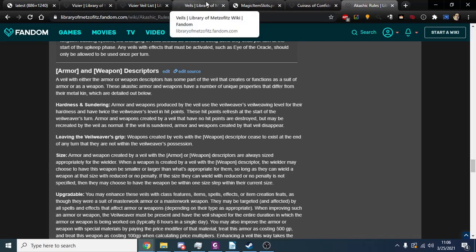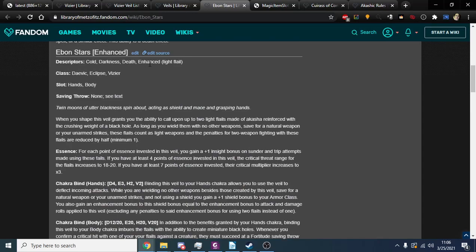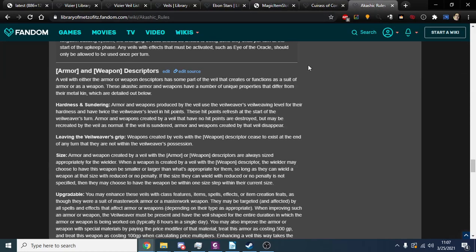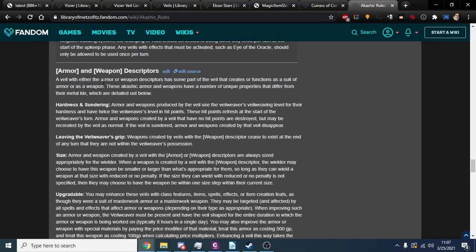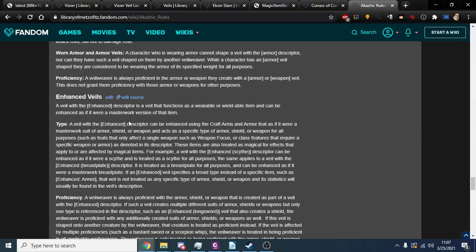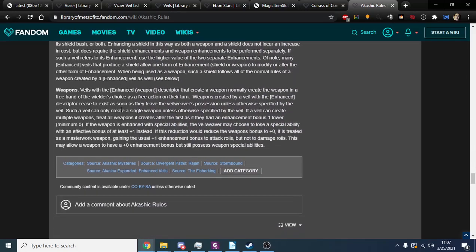So, as we can see here, if we go back to Ebon Stars, you see that it has the enhanced light flail descriptor. So it is an enhanced veil that acts as a light flail in all purposes. So that would normally have been a weapon descriptor veil that was a light flail. But otherwise, these are identical to enhanced veils, which you can see here are described right after that.